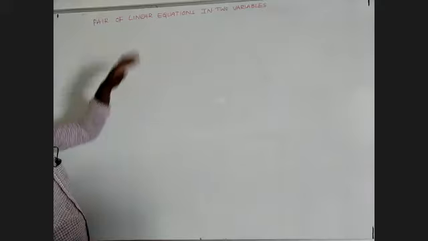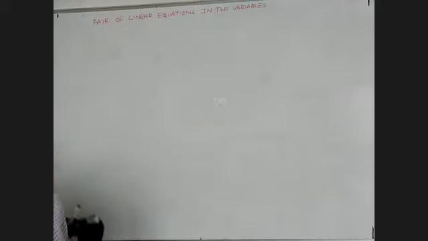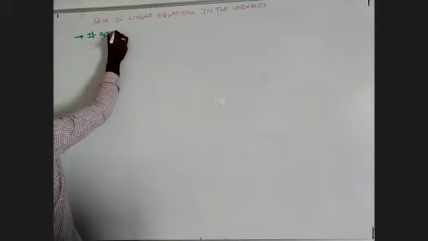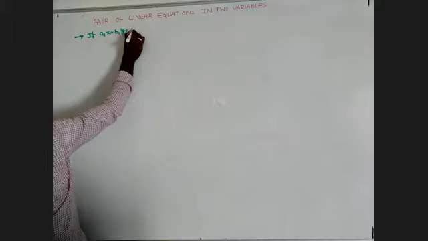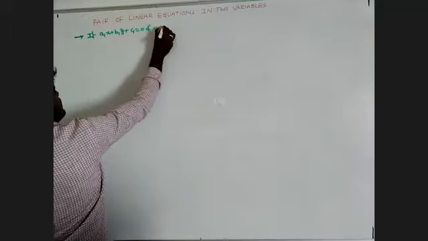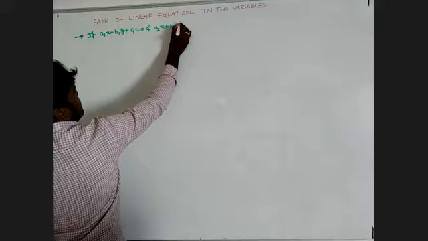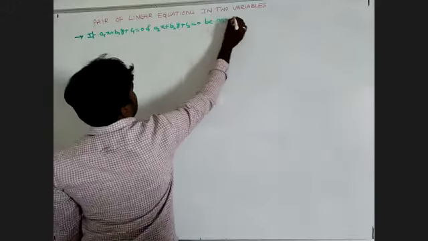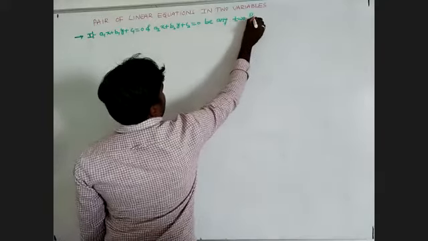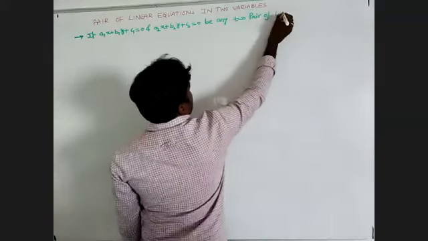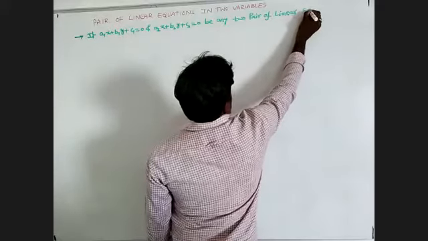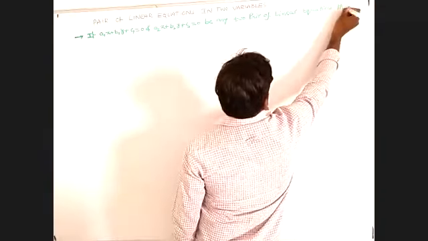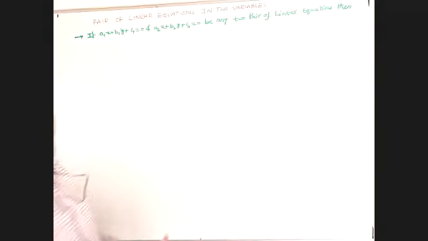Main concepts in pair of linear equations in two variables. If a1x plus b1y plus c1 is equal to 0 and a2x plus b2y plus c2 is equal to 0 be any two pair of linear equations, then we will discuss the three concepts.